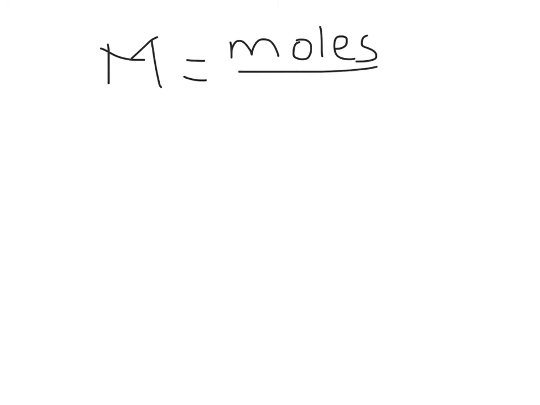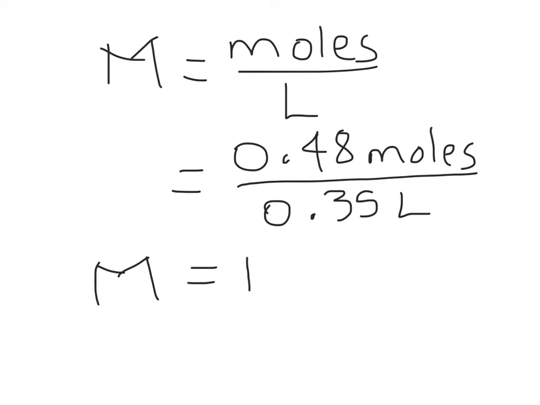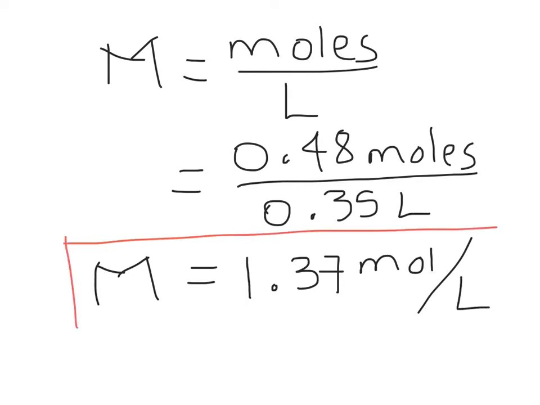And now we just need to replace the values. Remember that molarity equals moles per liter. Now I have both values, 0.48 moles by 0.35 liters. The final result is 1.37 moles per every liter. Please remember to circle every result.